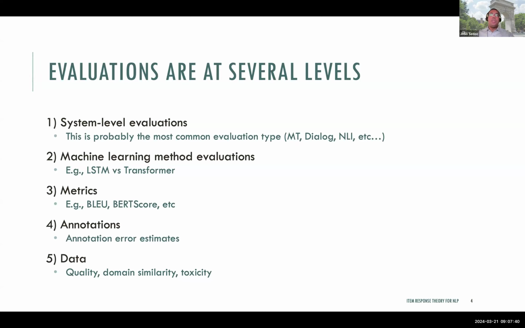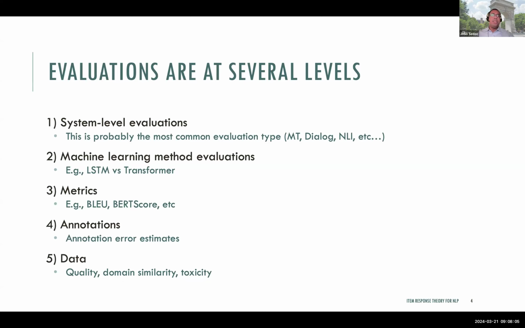So metrics, specifically things like evaluation metrics, are often evaluated, right? Before we use an evaluation metric, we want to make sure that it is consistent with whatever we're trying to evaluate. So oftentimes we're looking for correlations with human judgments.